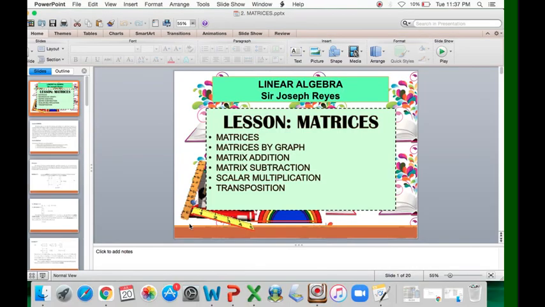So that's all about the matrices: matrix addition, matrix subtraction, scalar multiplication, and transposition.